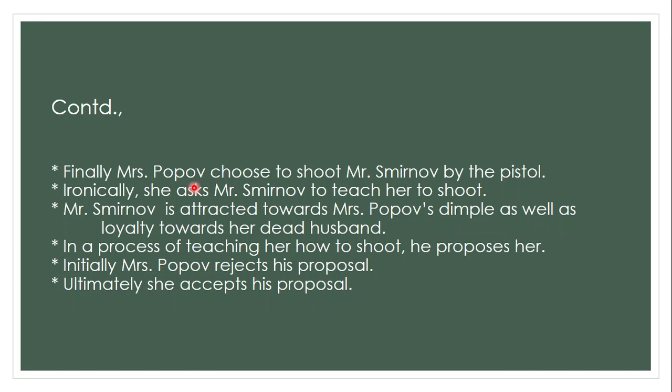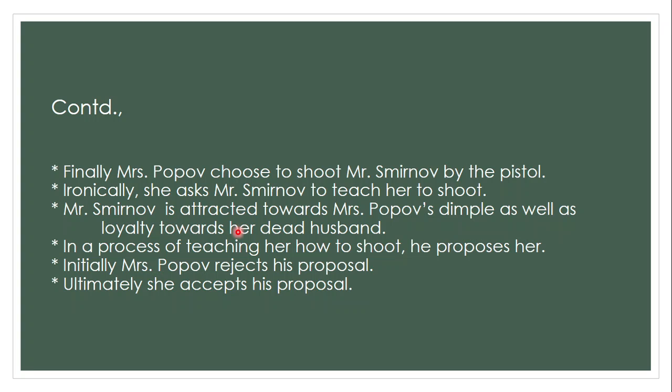Finally, Mrs. Popov chose to shoot Mr. Smirnov by pistol because she knows that her husband had a love for pistols, and he kept many pistols in their estate. She brought them and gave them to Mr. Smirnov, and then she asked him to look at the irony. Ironically, she asks Mr. Smirnov to teach her to shoot because she wanted to shoot him. What a comedy this is!